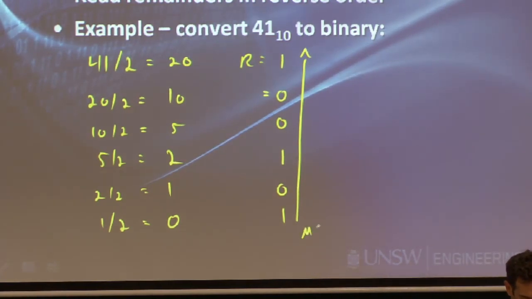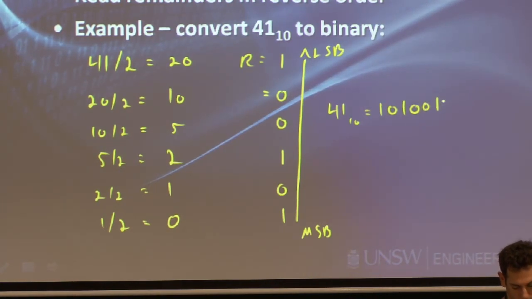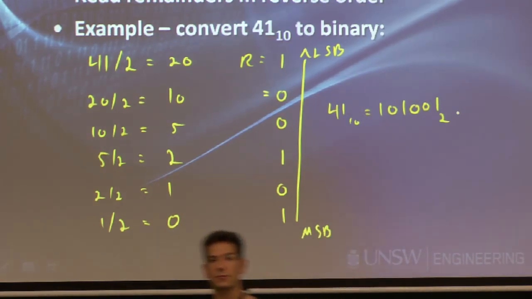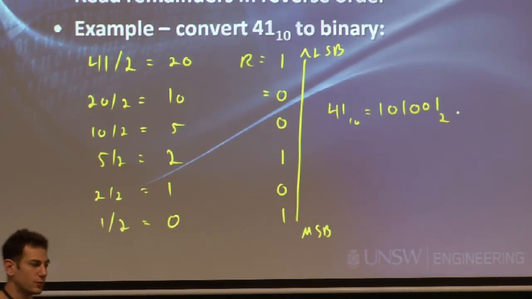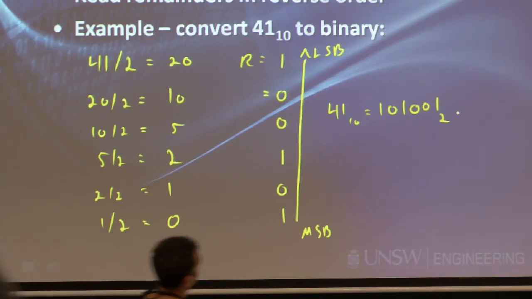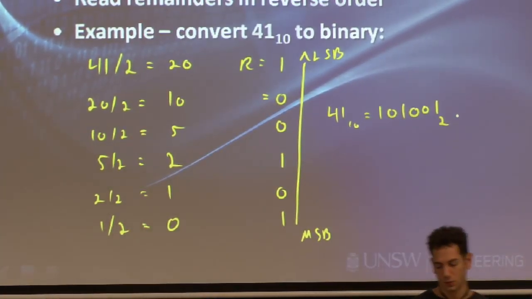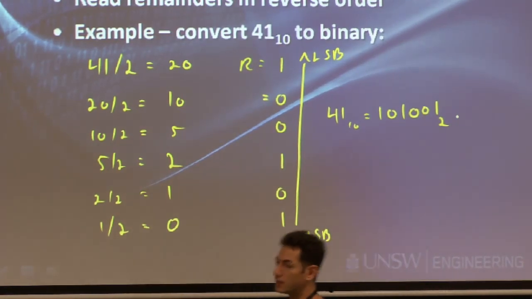So this will be our most significant bit. This will be our least significant bit. And then we can say that 41 base 10 is 101001 in base 2. Now this is true for any base, by the way. In this case, we kept dividing it by 2 because it was binary. We keep dividing it by the base.